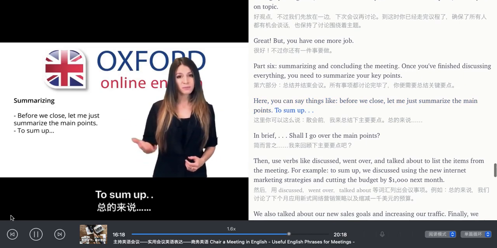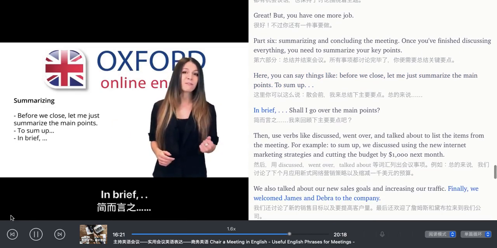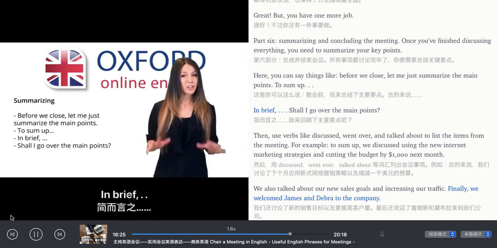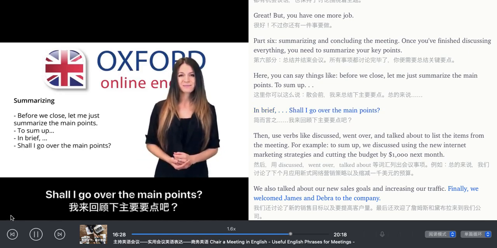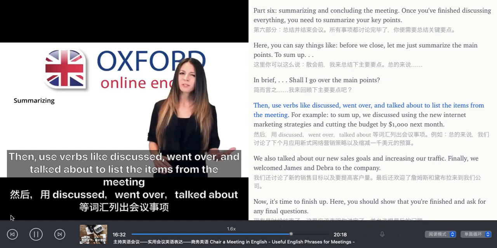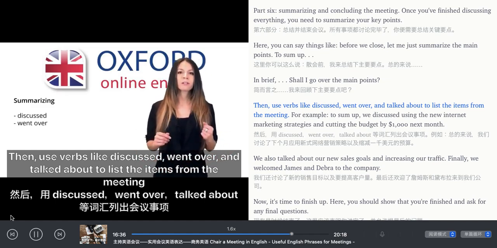To sum up, in brief, shall I go over the main points? Then, use verbs like discussed, went over, and talked about to list the items from the meeting.